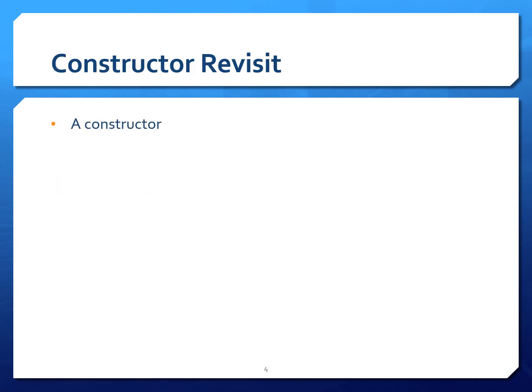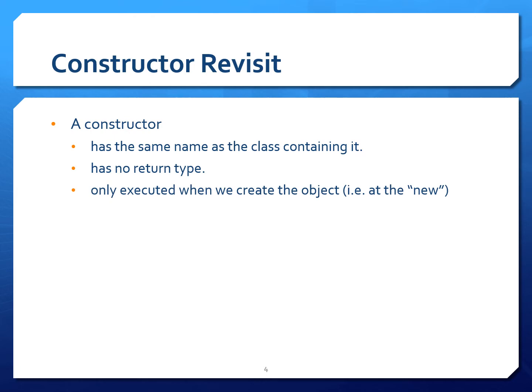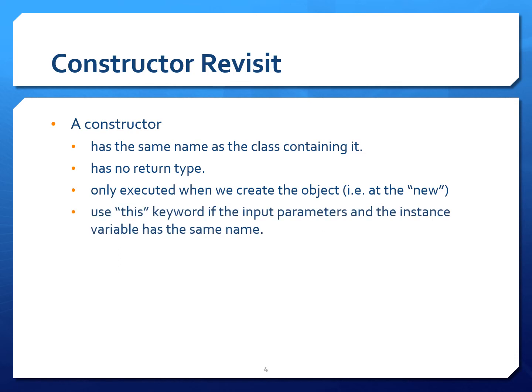Before we move on, let's revise what a constructor is. A constructor always has the same name as the class containing it. A constructor has no return type. A constructor is only executed when we create the object. We can use the this keyword if the input parameters and the instance variable have the same name. A typical use of a constructor is to initialize object fields.